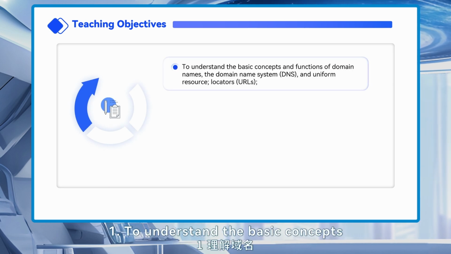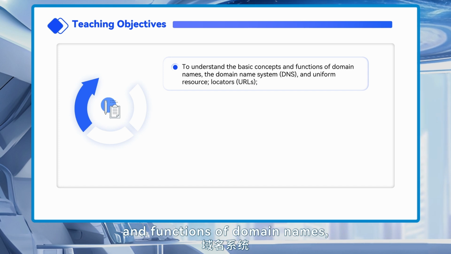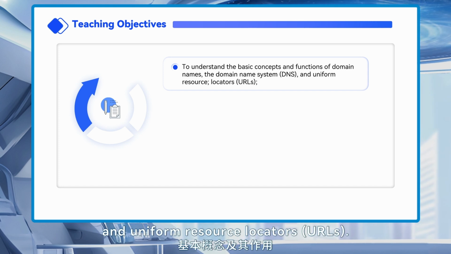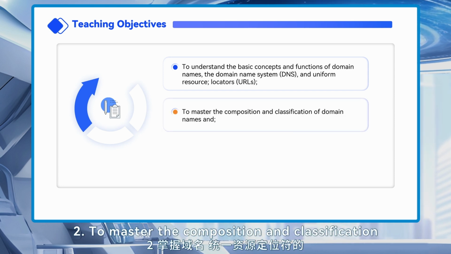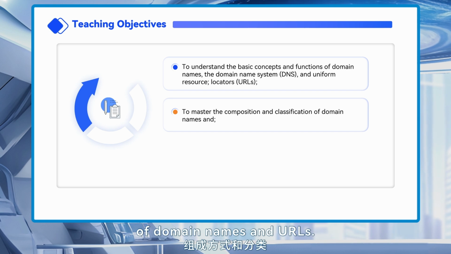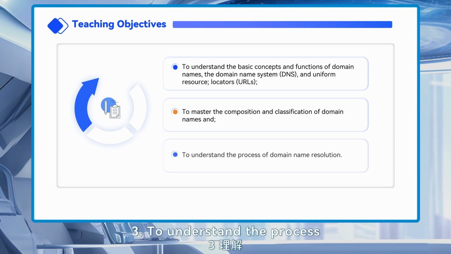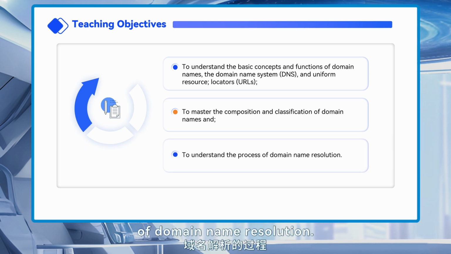The teaching objectives of this mini lecture are: 1. To understand the basic concepts and functions of domain names, the domain name system, and uniform resource locators. 2. To master the composition and classification of domain names and uniform resource locators. 3. To understand the process of domain name resolution.